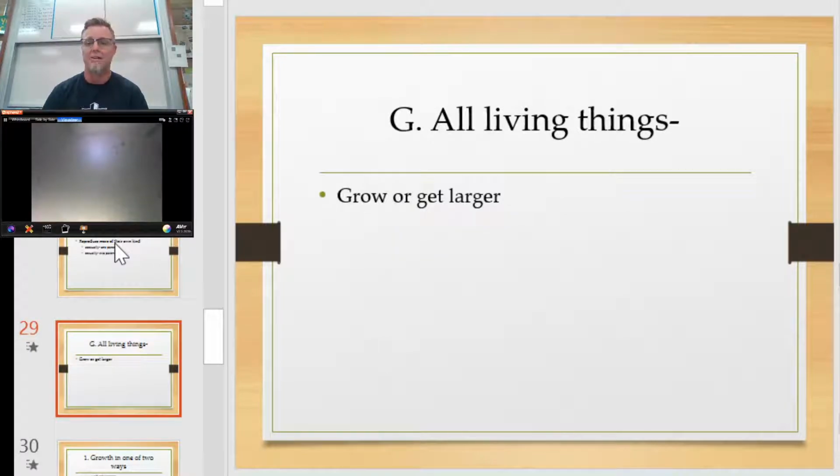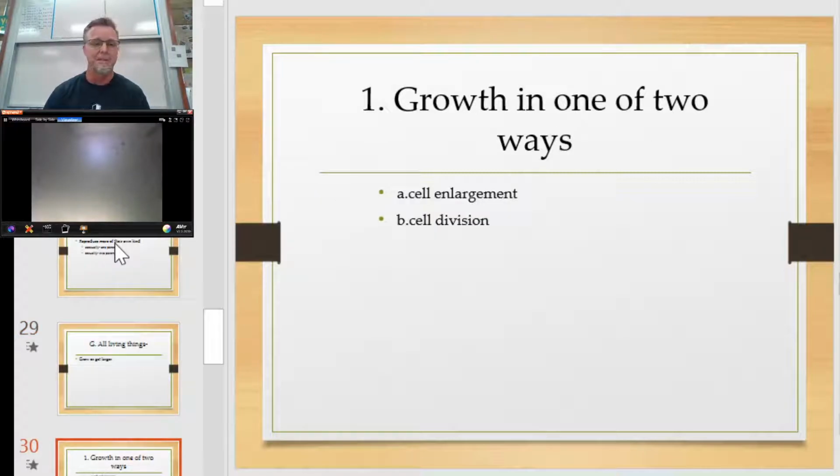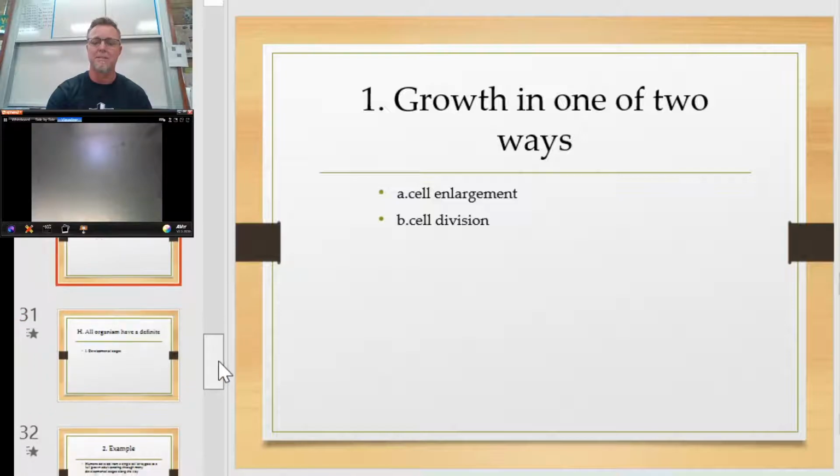Next thing, all living things grow or they get larger. There's one of two ways you can grow. You can either grow by cell enlargement or by cell division. In a human, you kind of do both. Your cells start off, they get a little bit bigger and bigger. Once they reach the limit of the cell size that they can get to before they pop, they'll divide. Cell division comes in the form of a process called mitosis. In certain cells of your body, that process is called meiosis. We'll learn about those in a later chapter. So you can grow by cell enlargement or cell division.